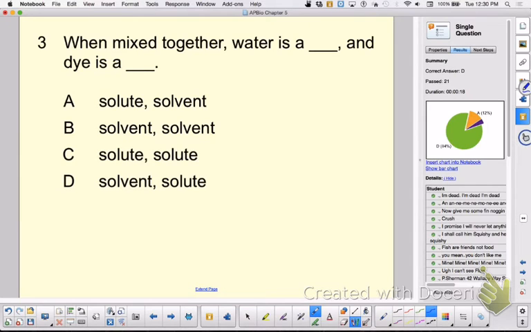Okay, close. Water is always going to be the solvent, and whatever you dissolve in is going to be the solute. So when you say hypertonic, you're really saying hypersolute, right? Okay.